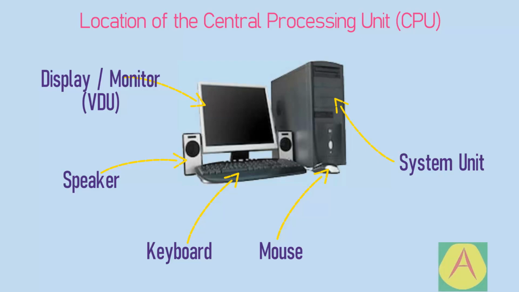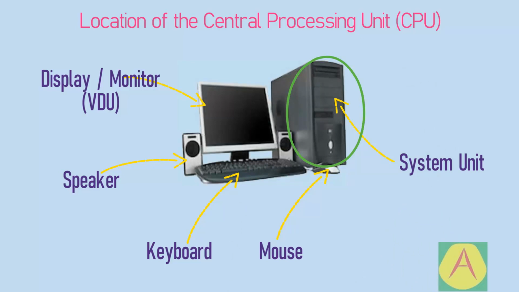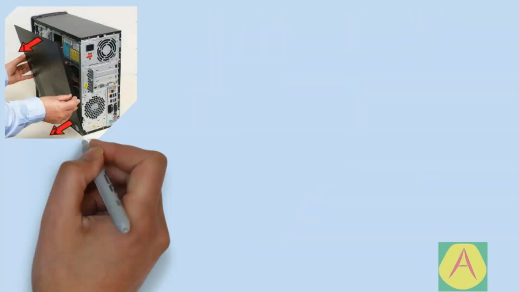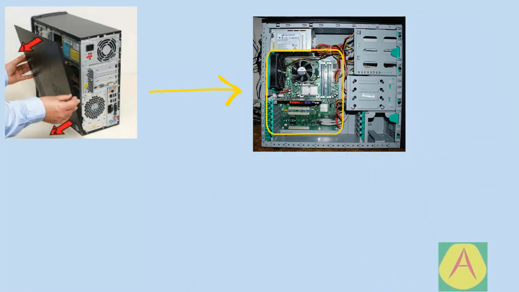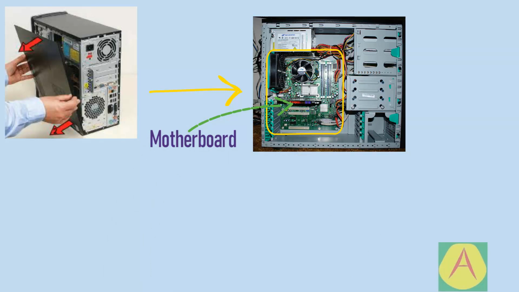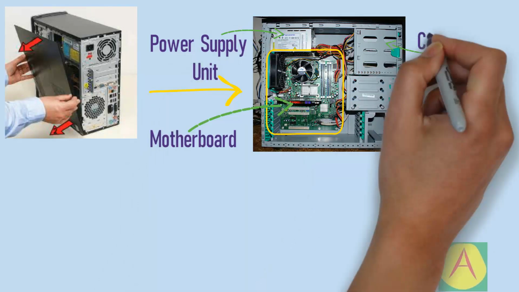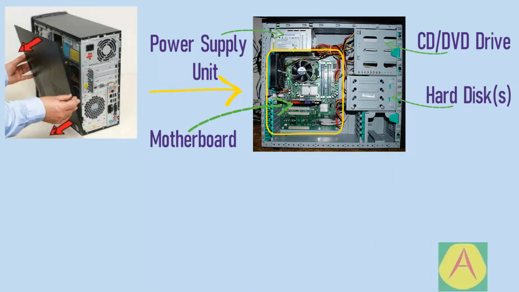Can you see the CPU here? No, you can't, because CPU is inside the system unit. So let's open the system unit and try to find the CPU. Here I have opened the back cover of the system unit, and inside you'll find a rectangle shaped circuit board. It is the main board of the computer and it's called the motherboard. And all the parts in the computer are connected through the motherboard. Inside the system unit, apart from the motherboard, you will find power supply unit which supplies the power, CD, DVD drive, hard disk, and the CPU is fixed on the motherboard. So let's take the motherboard out and check.